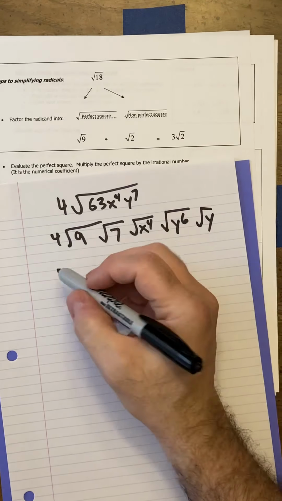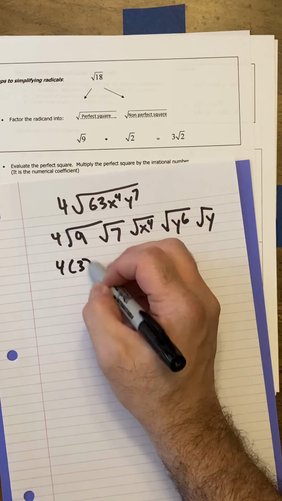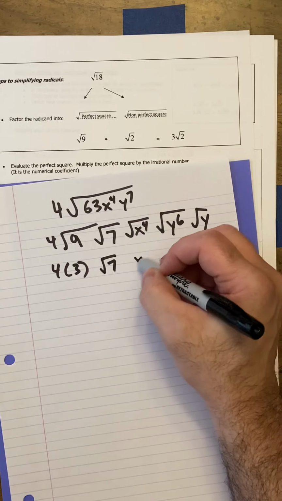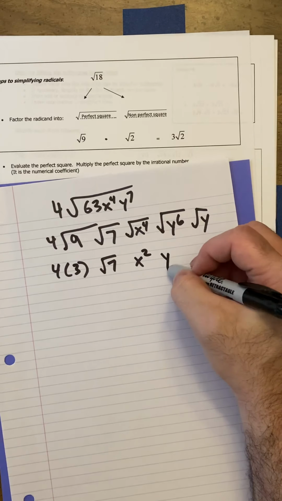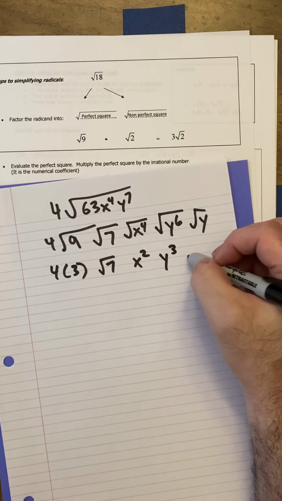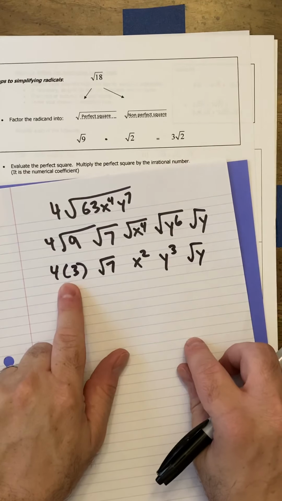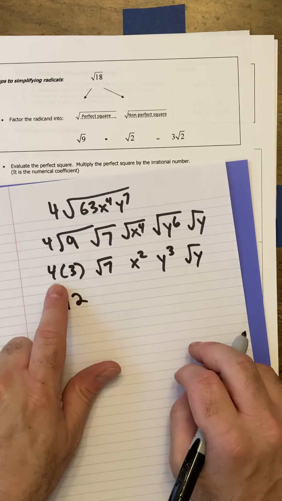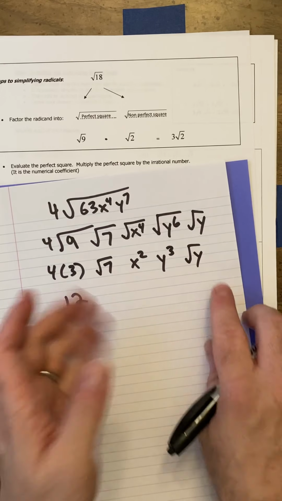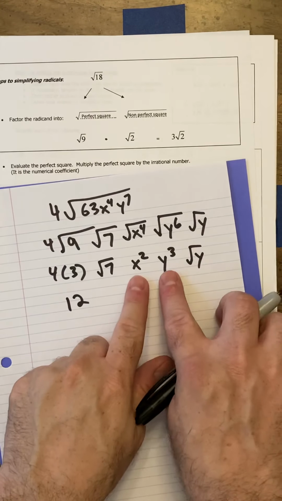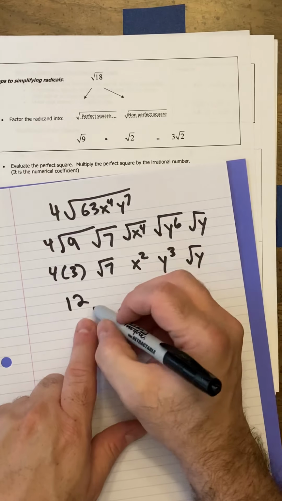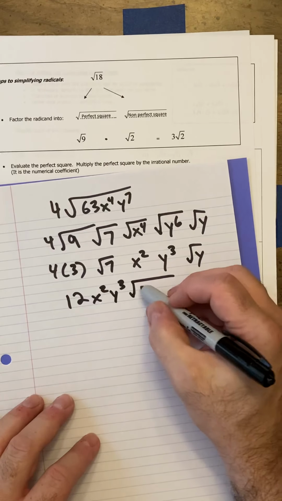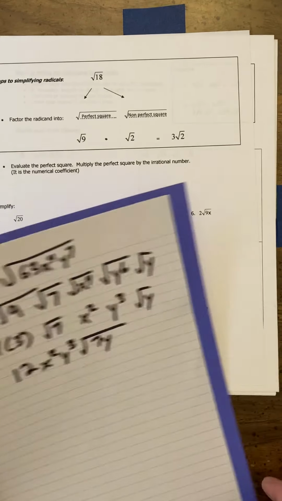Let's simplify what we can. This becomes a 3. This is going to stay rad 7. This is going to become x squared. This is going to become y cubed. And this is rad y. Numbers go first. So 4 times 3 is 12. Numbers that aren't in radicals. Things in radicals are going to go at the end on the right end. And the variables will go in the middle. So that's going to go here, x squared y cubed. And then in here, we got 7y. And that's how you simplify that.